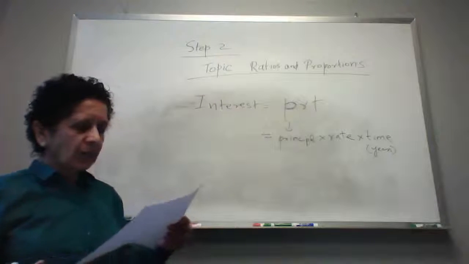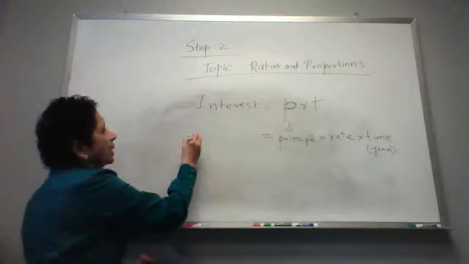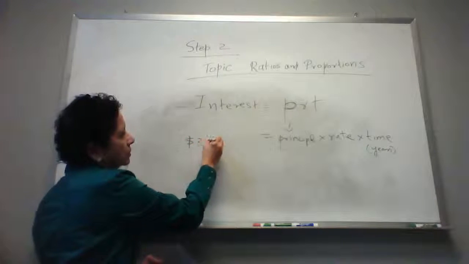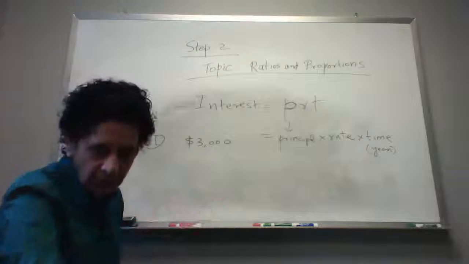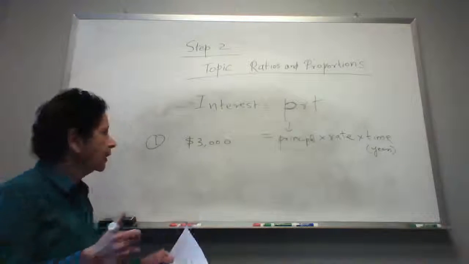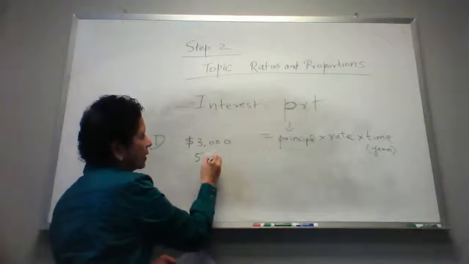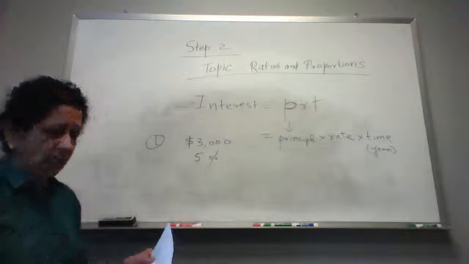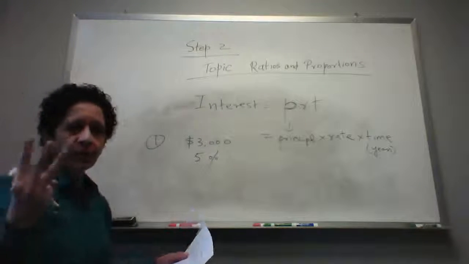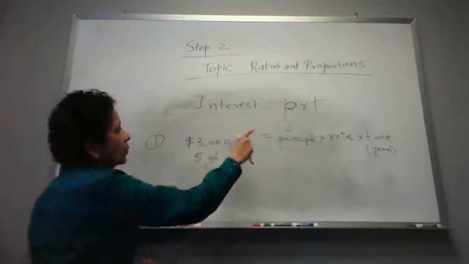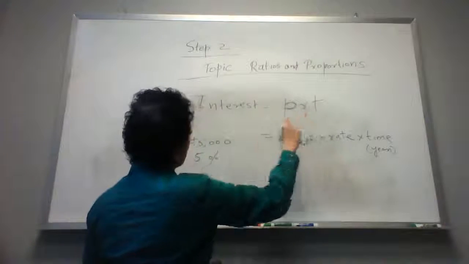So let's say that you are investing $3,000 today. So that is your principal. Principal means how much money you are investing today, $3,000. And then let's say that the bank is giving you a 5% interest rate. And how much interest would you get in 3 years, right? So when you do that, you can plug and play here.